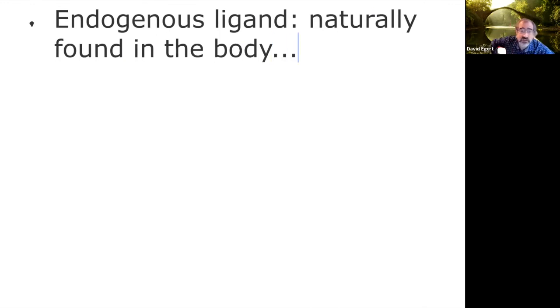So endogenous ligands. Endogenous ligand just means ligands that your body is normally making to do its stuff, like serotonin or insulin or any of the other myriad signaling molecules that your body uses to communicate between cells. However, there's the idea of the exogenous ligand.